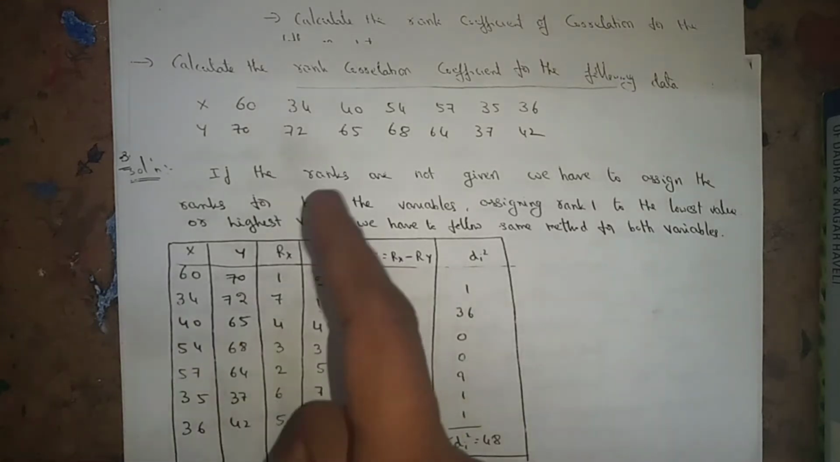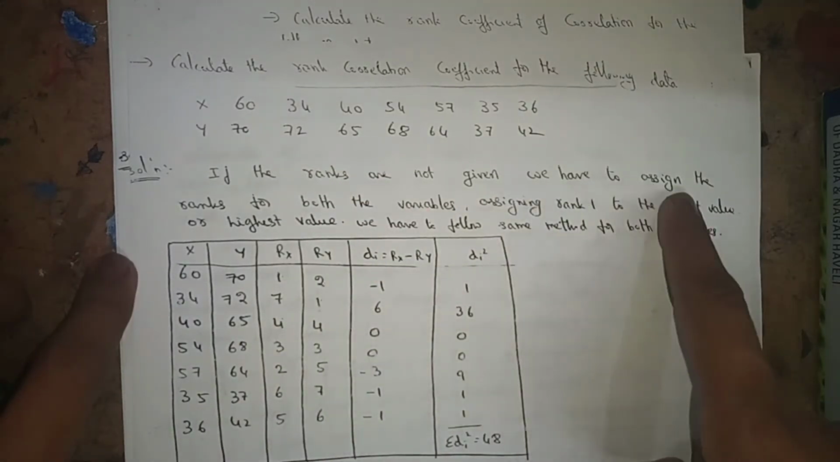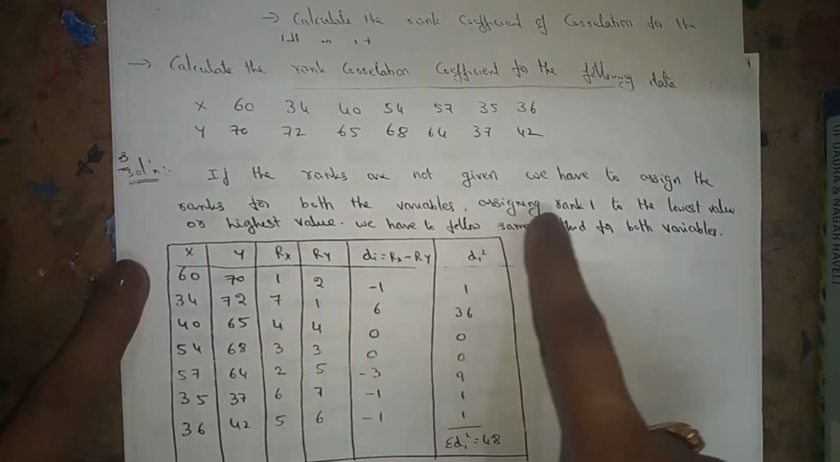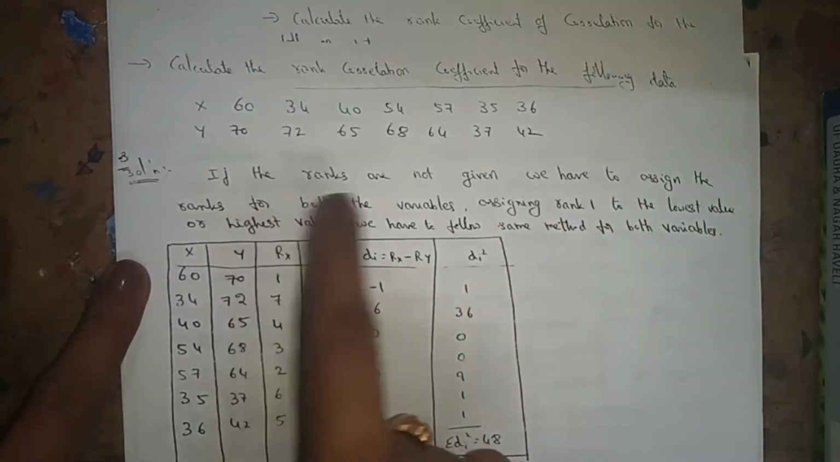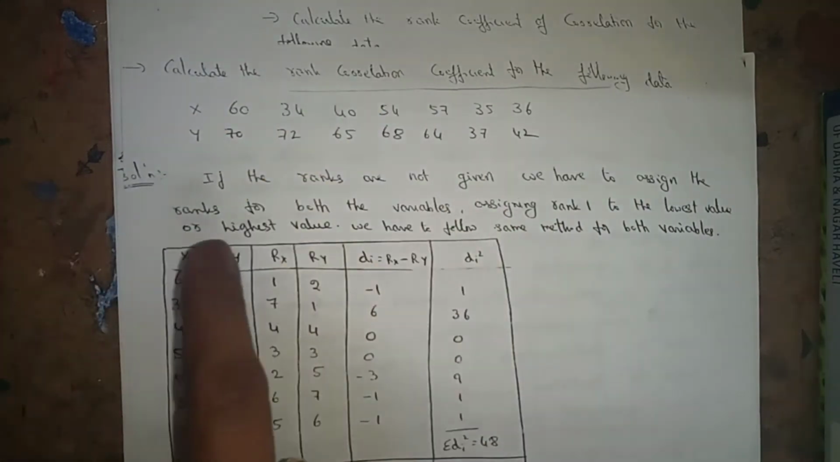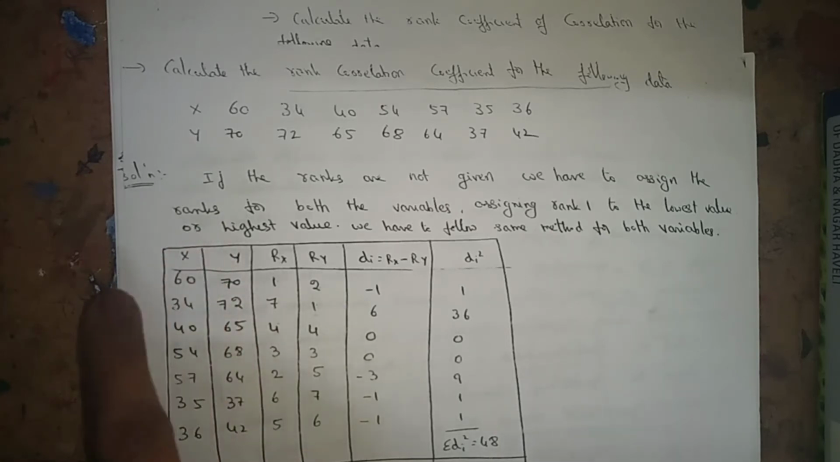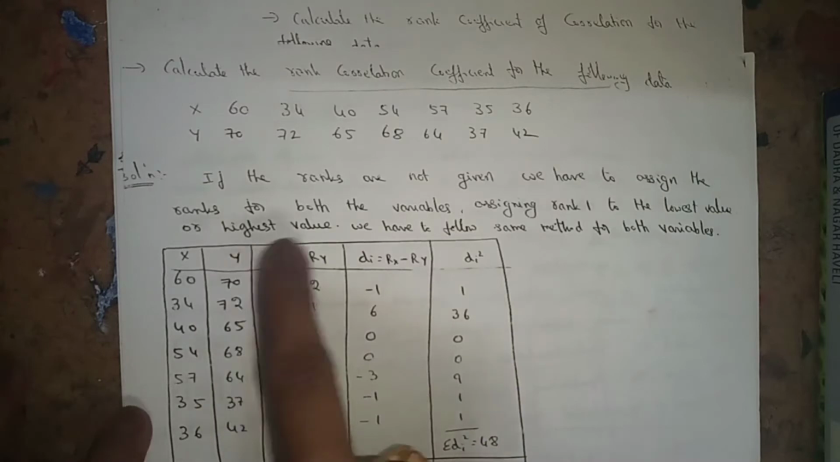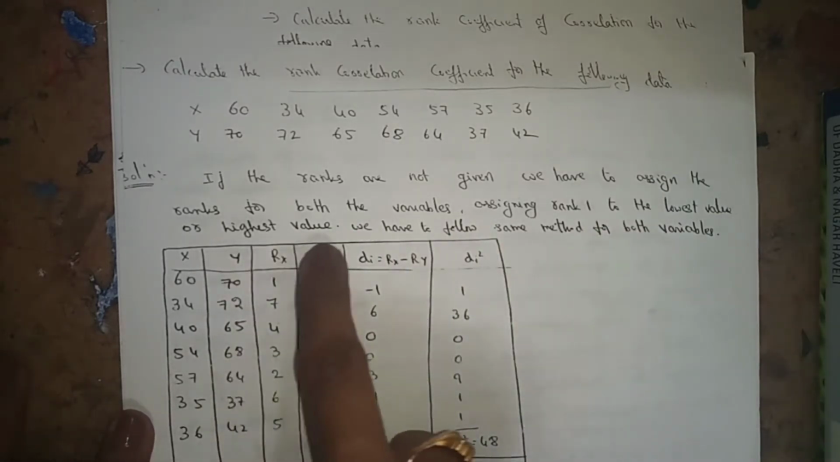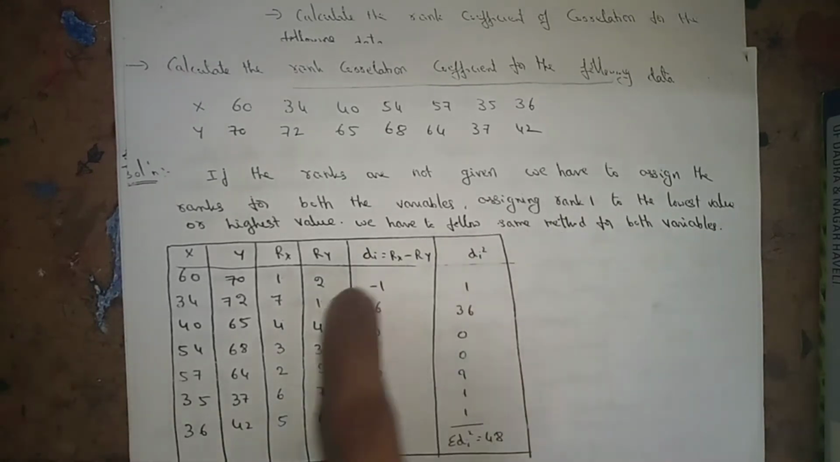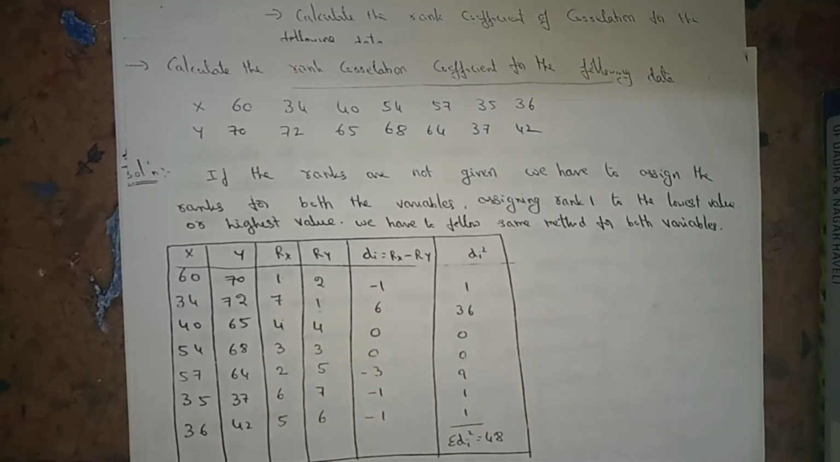If the ranks are not given, we have to assign ranks for both the variables x and y, assuming rank 1 to the lowest value or highest value. That is, here the highest value is rank 1, the next highest value rank 2, next highest rank 3, like that. Otherwise, lowest value rank 1, next low, like that; that is your wish, rank 1 to the lowest value or highest value. We have to follow the same method for both variables. Whatever you follow for the x variable, the same method you have to follow for the second variable.